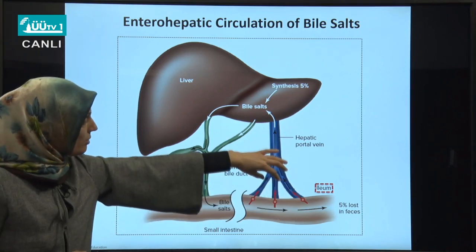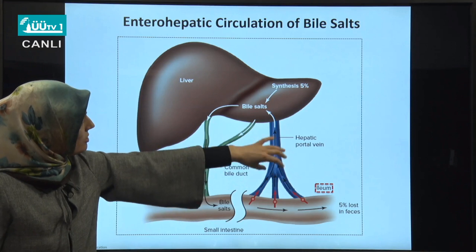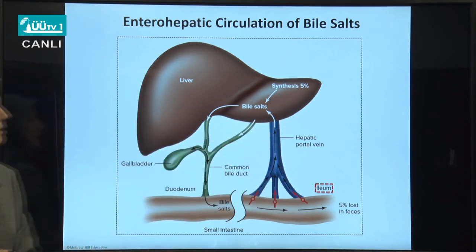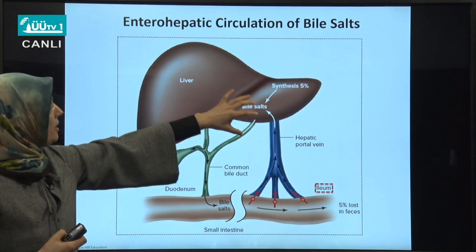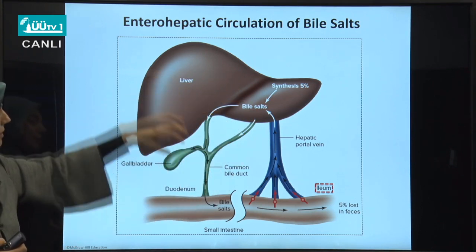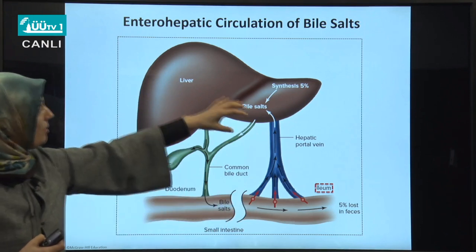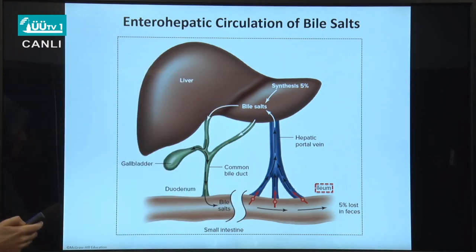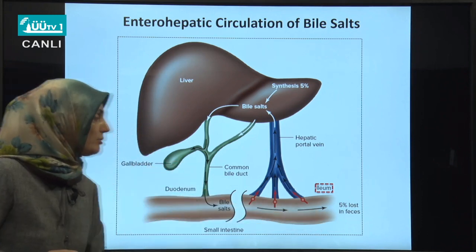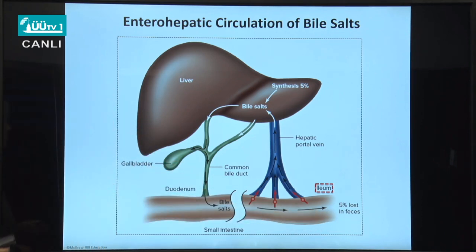Okay, it is absorbed and it enters the hepatic portal vein. This portal vein is the vein which carries the bile back to the liver. So the recycling of bile between the liver and the small intestine is called the hepatic circulation of bile salts. And a very small amount of bile is lost, about 5% is lost with the feces.